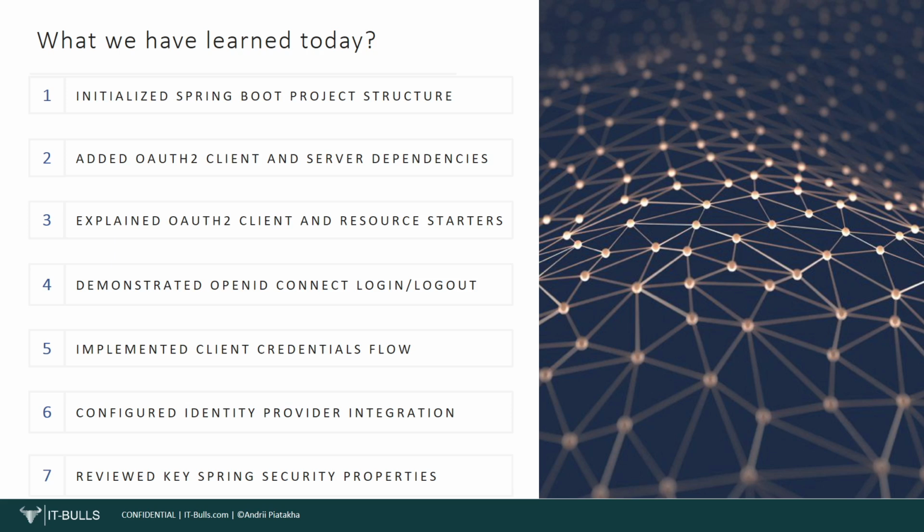We explored how to implement and test the machine-to-machine flow using client credentials. You saw how to configure the OAuth server and align it with Spring Security expectations. Finally, we reviewed the most important Spring Boot properties related to OAuth2 and how to adjust them.